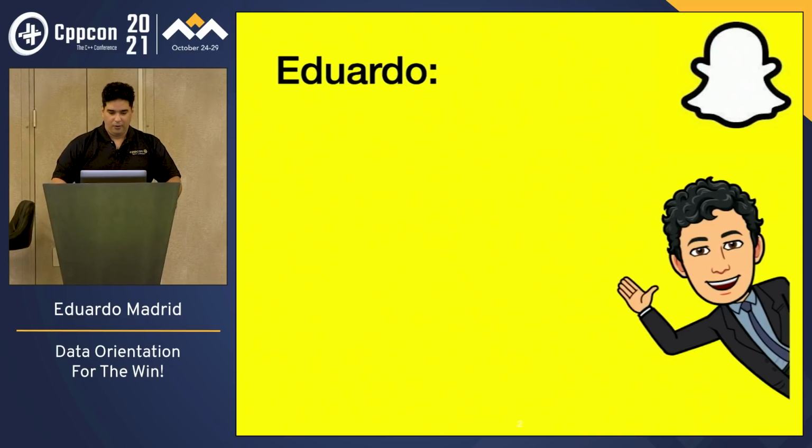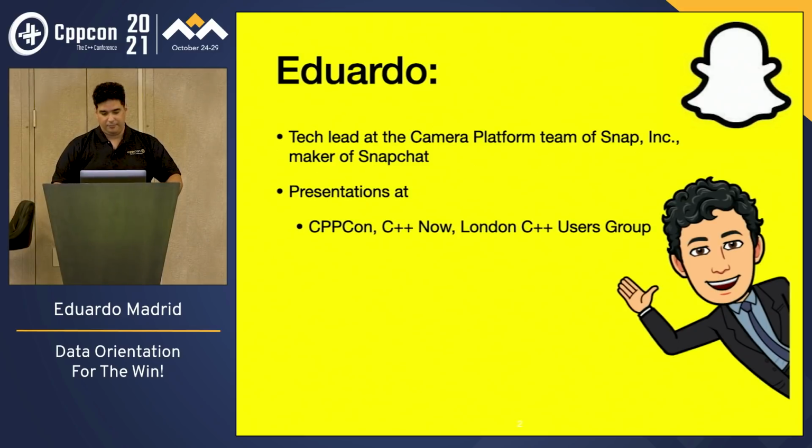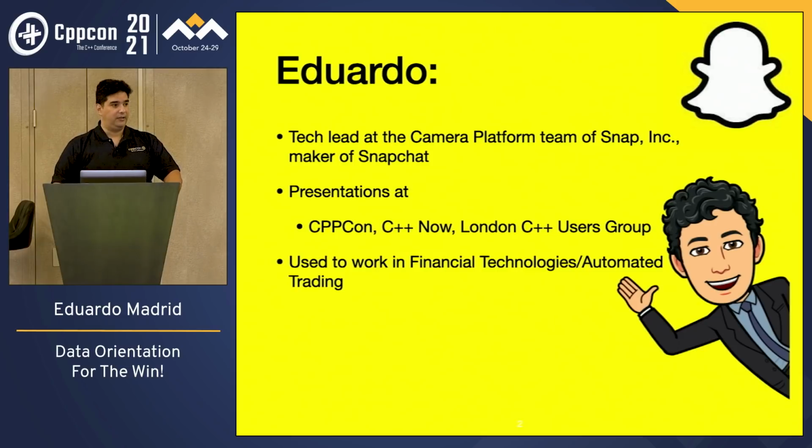Okay, who am I? For those who don't know me, I am a tech lead in C++ at the camera platform team of Snap. Snap makes the public application Snapchat. I have had several presentations and conferences like this. I carry experience from working in financial technologies, in particular automated trading, where very low latencies and very reliable software are truly important.